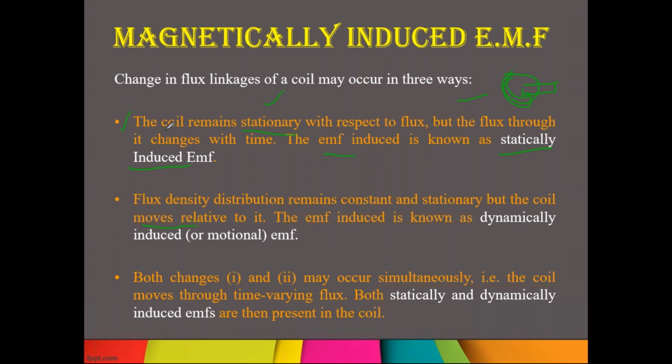So what you need to remember is this condition. When the coil is stationary, it is called statically induced EMF. When the coil moves, it is called dynamically induced EMF. And using both combinations, both changes 1 and 2 simultaneously, the coil moves with respect to the time varying flux. Okay? Based on these two, we can generate the total EMF. So these are the different forms of induced EMF in a coil based on different conditions.